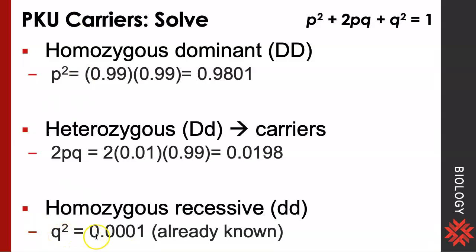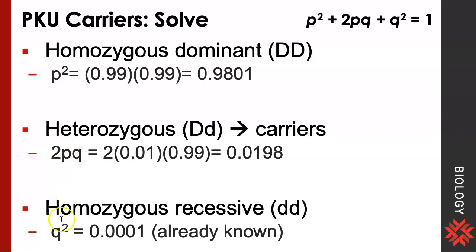So q squared is going to equal 0.001. That's the 1 divided by 10,000. That's what was given to us in the question. So we don't really have to solve for that, but it's good to write it out so that we have all 3 of our genotypic frequencies here.